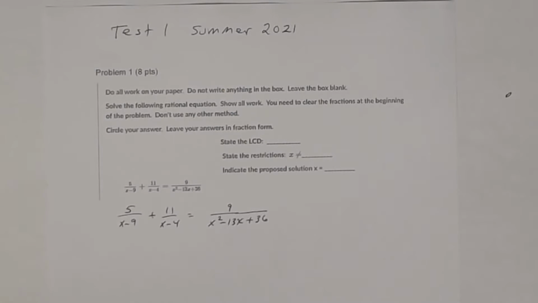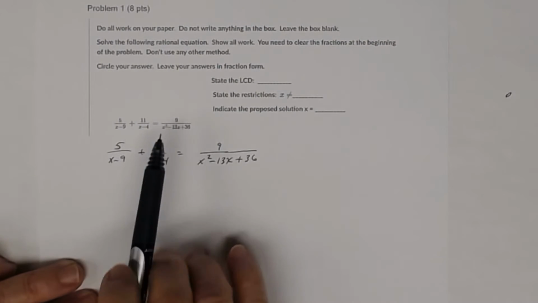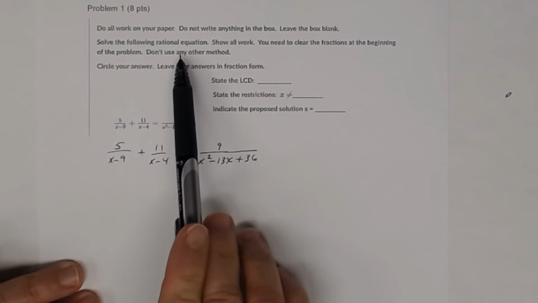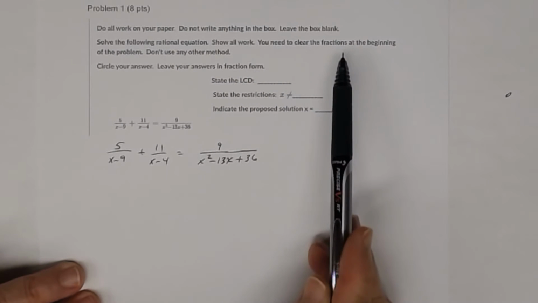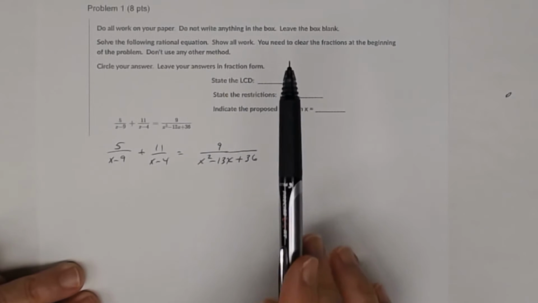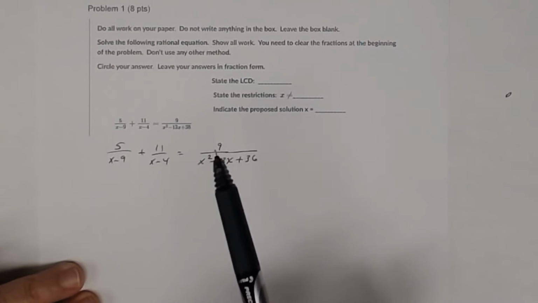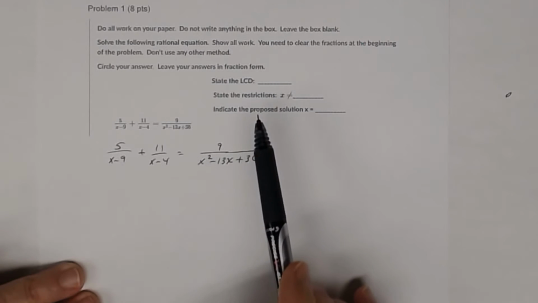This is a key to test 1, and in problem number 1, you're given this rational equation, and you're asked to solve the following rational equation, show all work, and then you need to clear the fractions at the beginning of the problem, so don't use any other method. So I'm telling you what method to use in this particular problem.